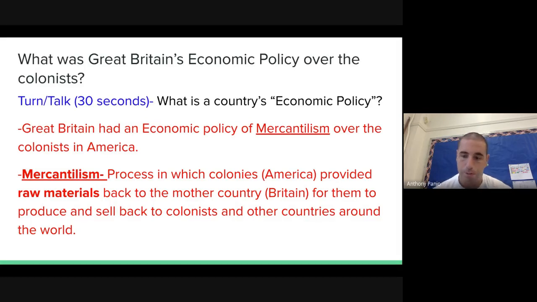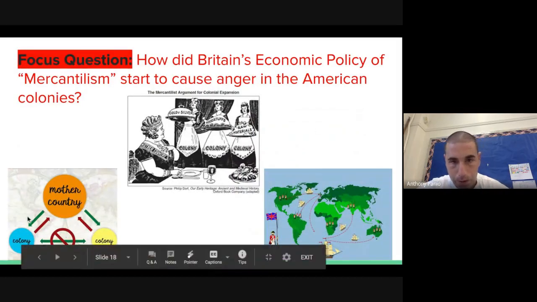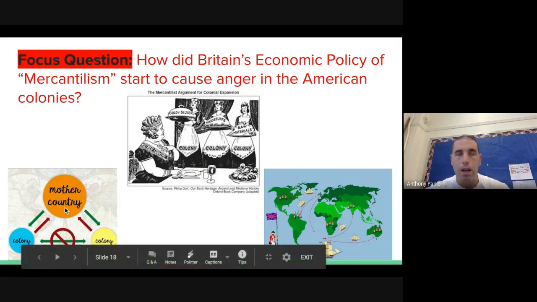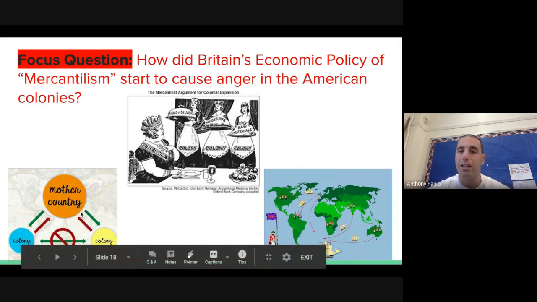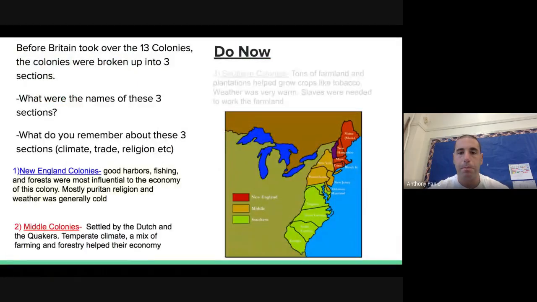So here's how it worked. I'm going to go back to these pictures. Follow right here. Let's say the 13 colonies are going to give our raw materials to the mother country. In exchange, they're going to protect us. They're going to make sure we don't get attacked. And in exchange, they're going to take those raw materials, produce goods, and then sell them to the rest of the world. They're going to sell them to other colonies. They're going to sell them back to us. So that was the British economic policy of mercantilism.